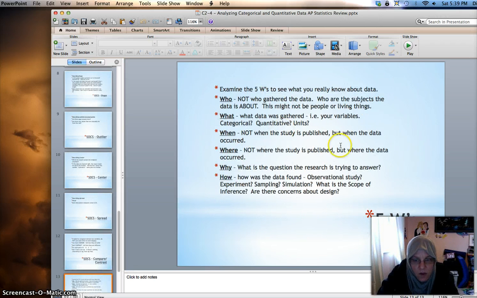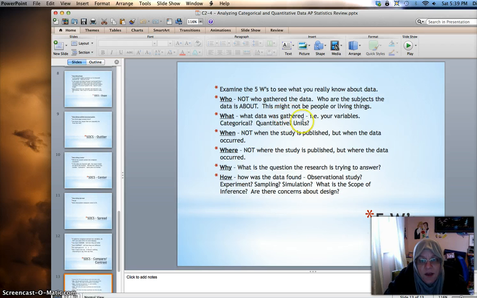Okay? Last thing is just, in general, whenever you have data, examine the 5 W's, who, what, when, where, why, how. I know that's not really 5, but they often call them the 5 W's, to see what you really know about the data. So who is not who gathered the data. Who are the subjects the data is about. This might not be people or living things, so you might want to call them what's instead. Okay, but when we're talking about data, that's who the data is about. So if you don't know that, then you don't know hardly anything about the data.